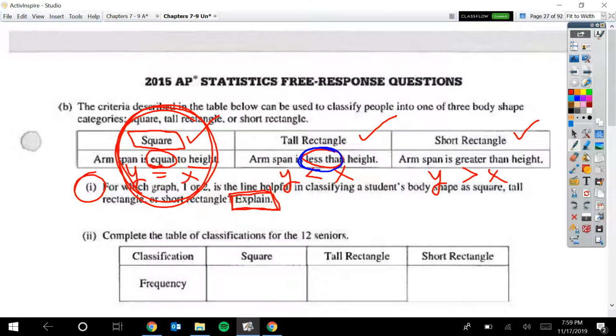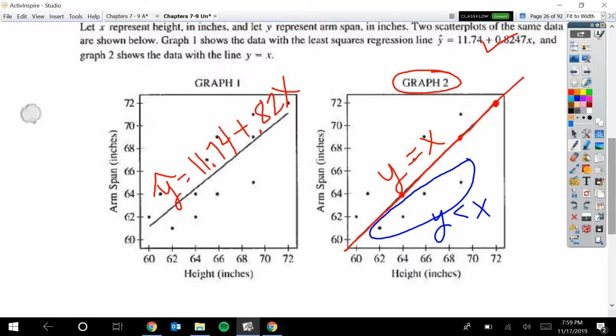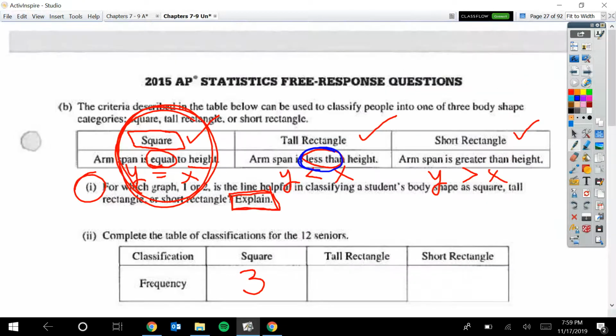And so you can see the square one, there were 3 that were on the line. For the tall ones, there were these 4 dots that were below the line. Okay, and then let's do this other color, purple.